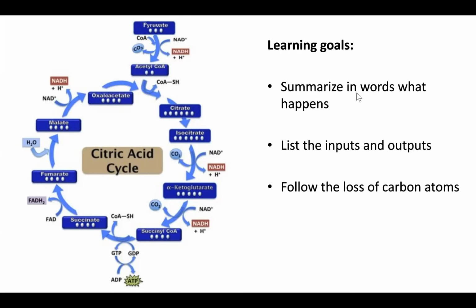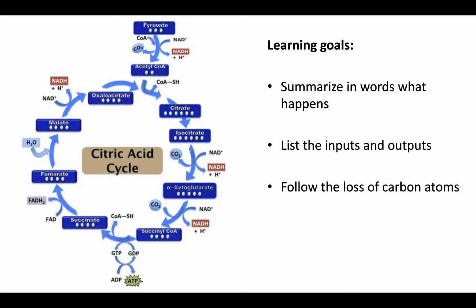Summarizing in words, what happens? Pyruvate is oxidized into acetyl-CoA, which goes through the citric acid cycle, releasing carbon dioxide and high energy electron carriers and a little ATP. The cycle regenerates oxaloacetate so it can start again. All of those electrons are going to be used in the next step, which is the really important step where we produce the most ATP. So that's our goal of the citric acid cycle, to get those high energy electrons.